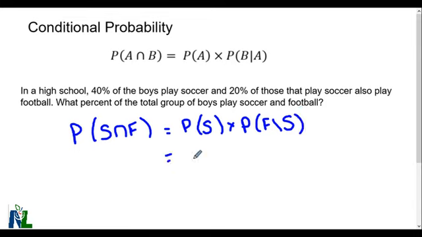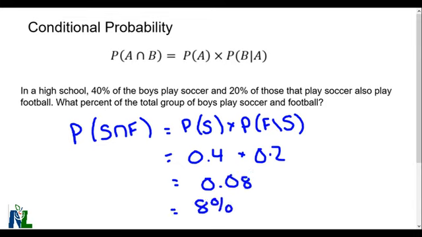So reading the question here, it says 40% play soccer. So that's 0.4. 20% play soccer, also play football. So that's 0.2. Multiplying these together, it's 0.08, which is 8%.